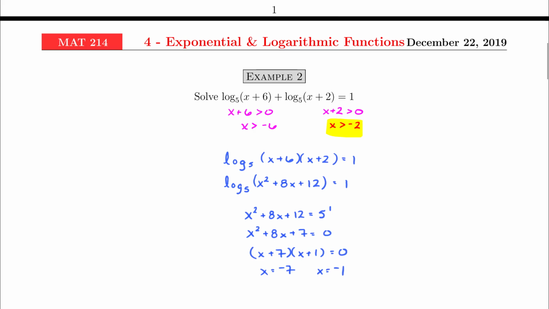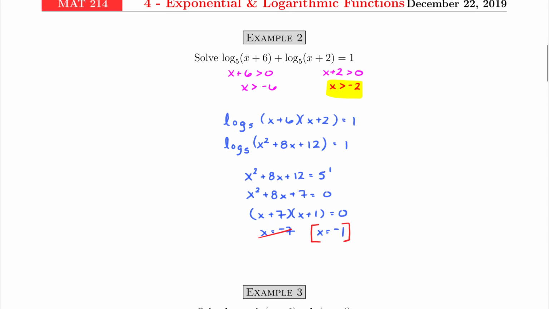So we need to compare these two values to our domain restrictions. Our domain says that x has to be greater than negative 2. Only one of these values is greater than negative 2, so we can eliminate negative 7, and we know that the solution to the logarithm is that x is equal to negative 1.